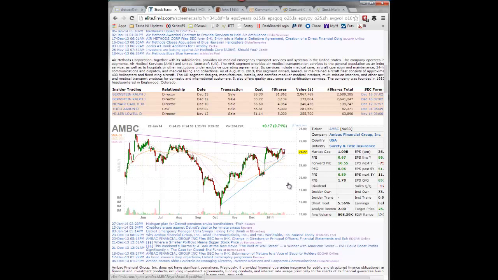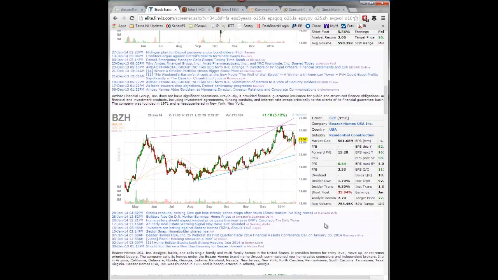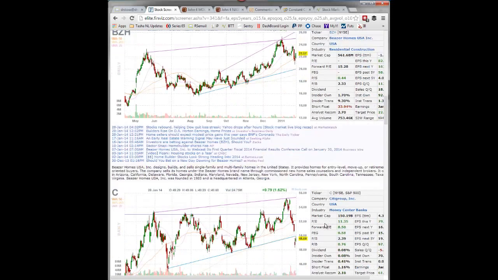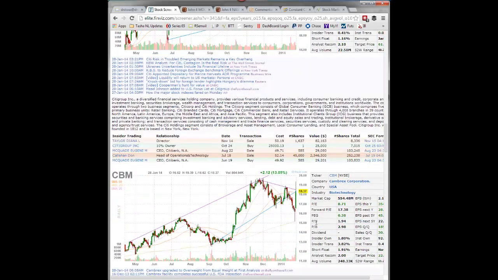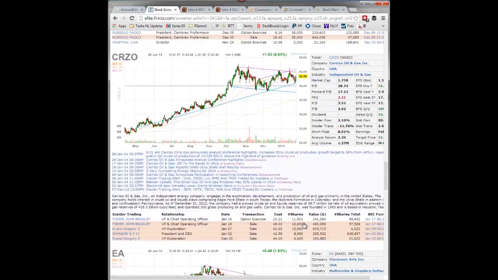You've got that triangle forming with higher pivot lows underneath the resistance high. It looks like a breakout could be forming there. Here's a home builder that's rebounding off its lows after an ABC pullback. That's a nice looking one. You don't want to trade Citigroup. That looks pretty bad. CBM is making a nice big move. CRZO looks like a nice extended constructive base going forward, like a nice little cup and handle base under the resistance line, and that looks like it could be heading for a breakout.